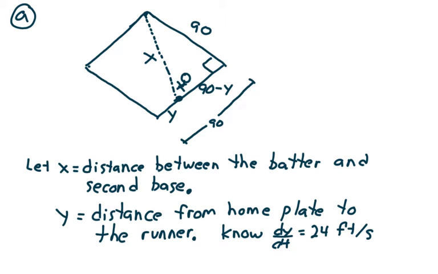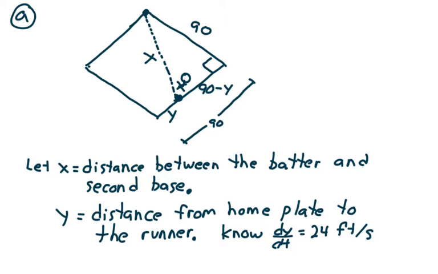So we draw a baseball diamond, and here's the batter. All right? And we're going to draw from second base, which is up here, down, and we're going to let that distance be x. So x is the distance between the batter and second base. And we're going to let y be the distance from home plate to the runner. So forgive me in advance, I don't know if home plate's one word. I don't watch a whole lot of baseball.